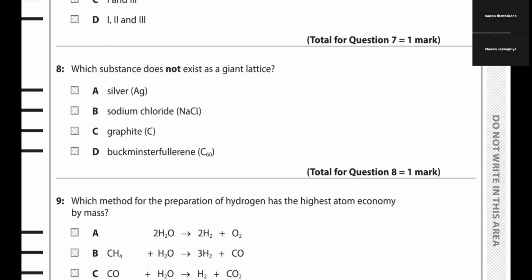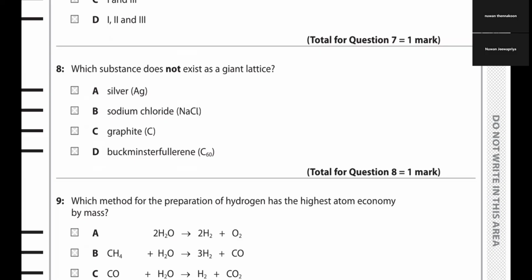Right? Silver. The other one is sodium chloride. The other one is graphite. The other one is Buckminster fullerene C60. You know, silver is a metal, so it makes a metallic lattice. Sodium chloride is an ionic compound, so it makes an ionic lattice. Graphite makes a giant covalent lattice. Fullerenes are not making a lattice.